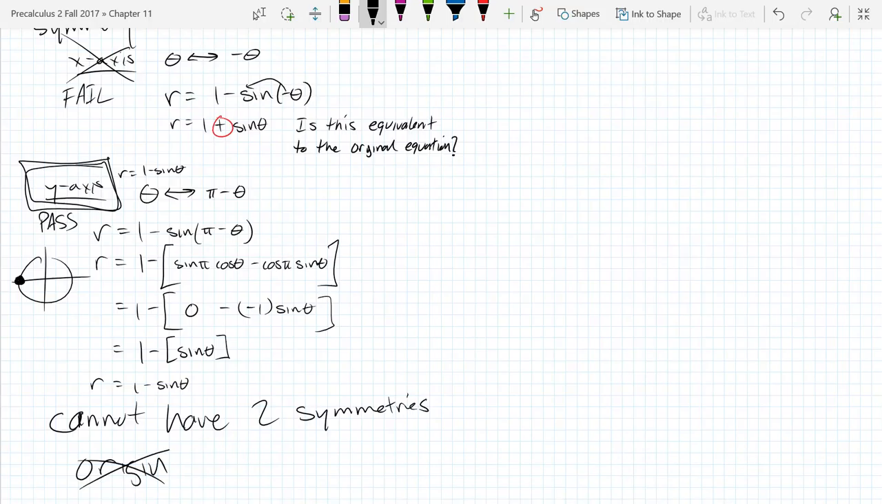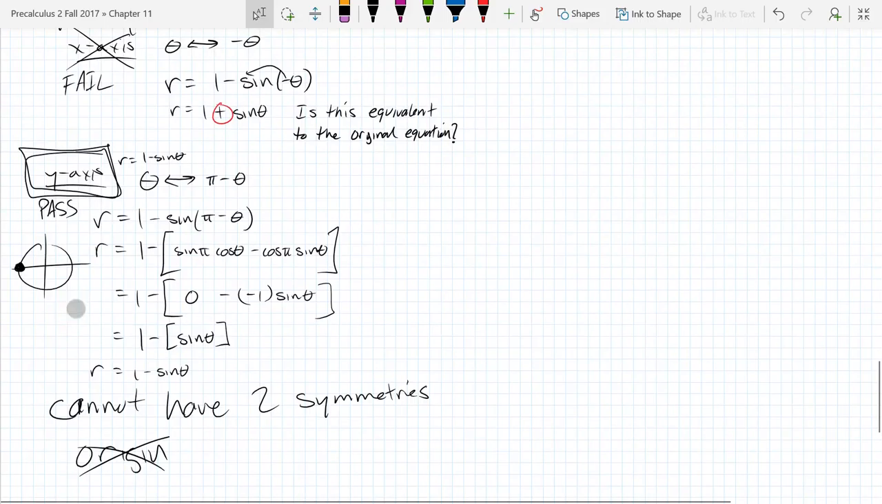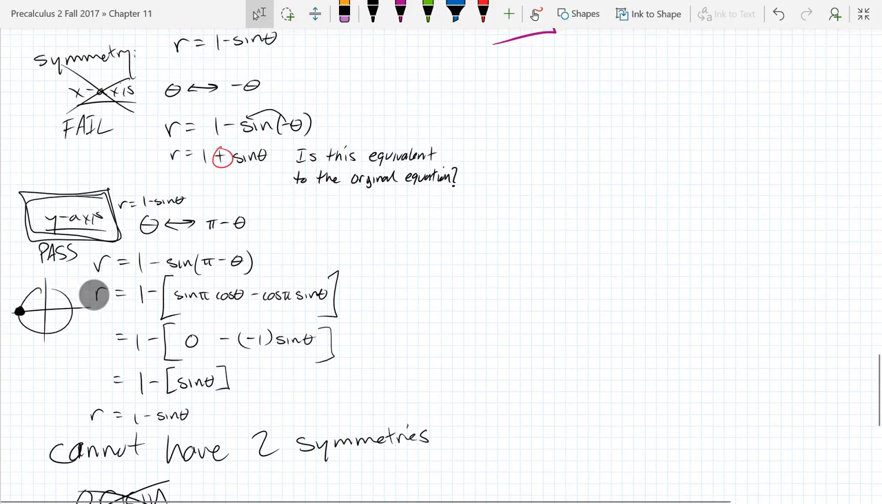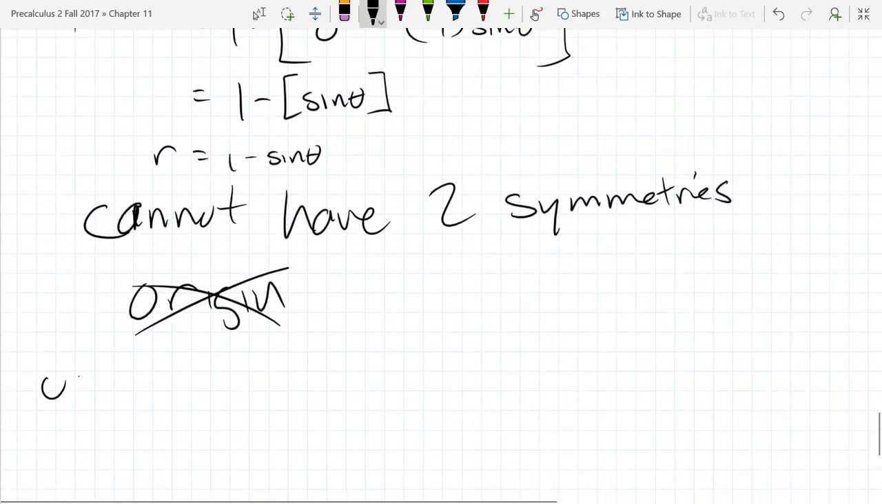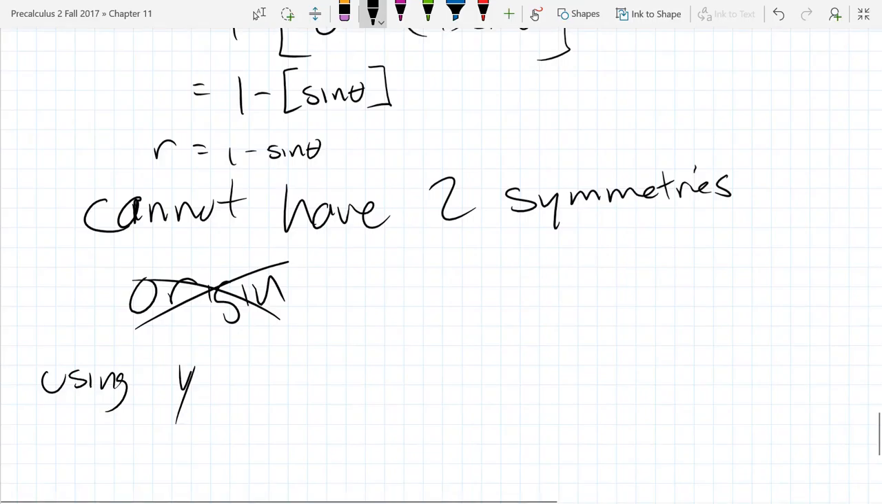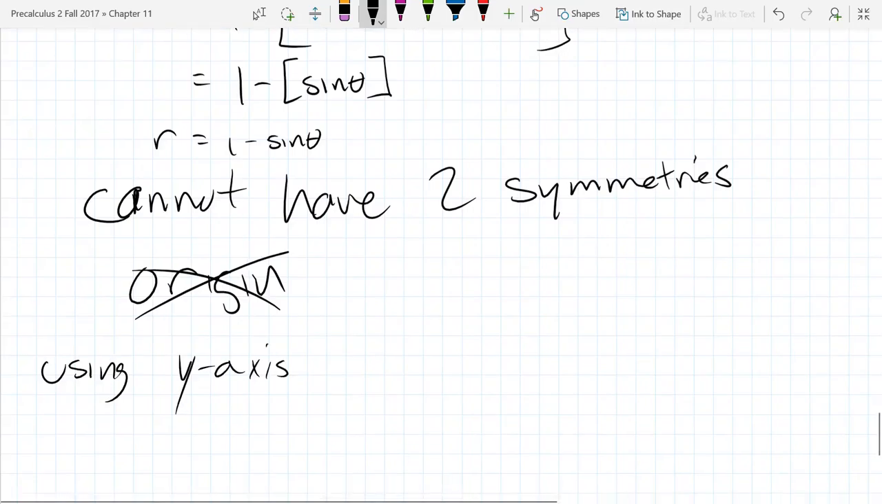So does that mean we do have origin or we don't have origin? We don't. So if we had origin, we'd have two symmetries. So there's no origin. So you can run the origin test, or you can just use the fact that you cannot have two symmetries. So no way to get origin. All right, how do we use the symmetries?